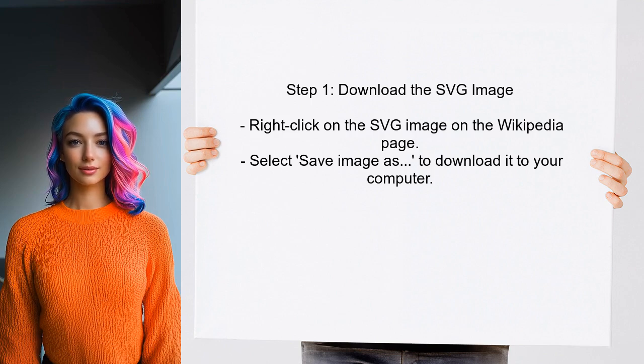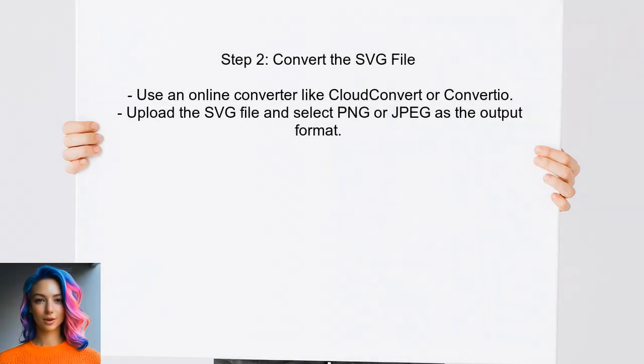To begin solving the user's issue with copying SVG images from Wikipedia to Google Docs, the first step is to download the SVG image directly from the Wikipedia page. Next, the user should convert the SVG file into a format that Google Docs can easily handle, such as PNG or JPEG. This can be done using an online converter.